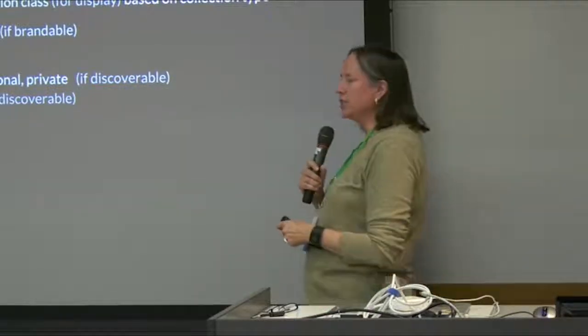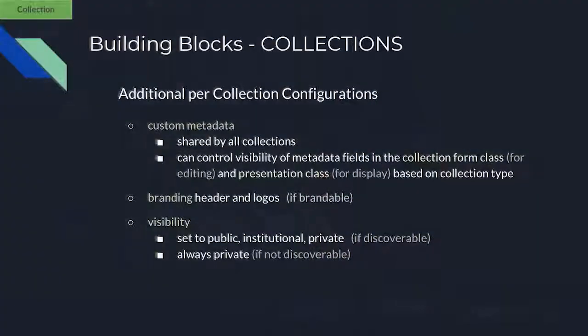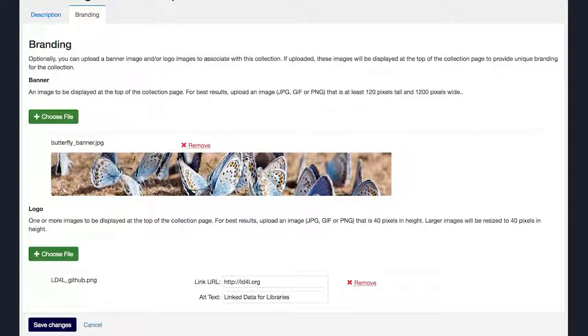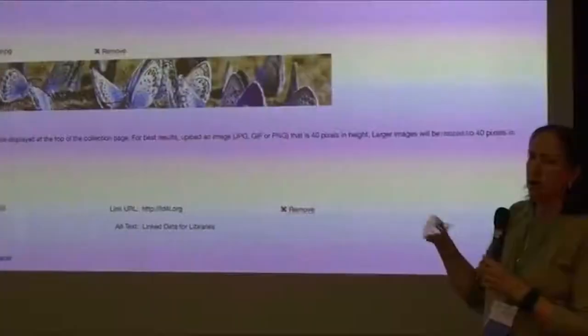All right, so one of the other things you can customize is branding, and you can do the headers and the logos. So this is what the page looks like when you can do branding. One thing I might point out is up at the top where it says description and branding. There's no sharing, there's no discovery. This particular collection type, whatever it is, the only thing it says it can do is branding. So if you can't do something, it's not going to show up in that set of tabs. So here, we've added a banner, and after you save it, the image will show up. And then you can add any number of logos as well.